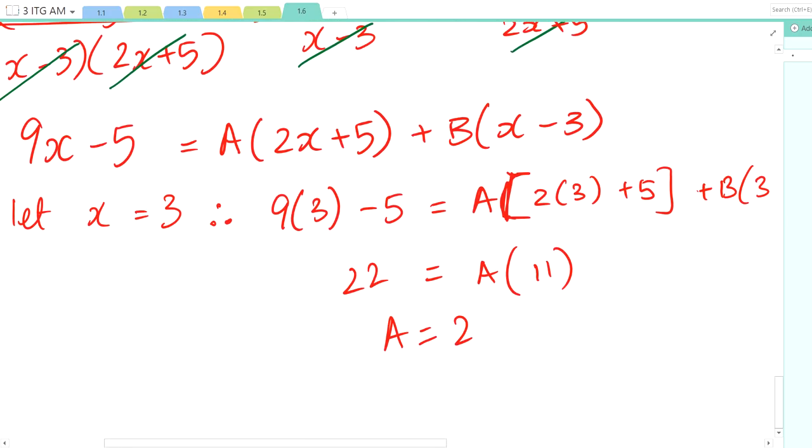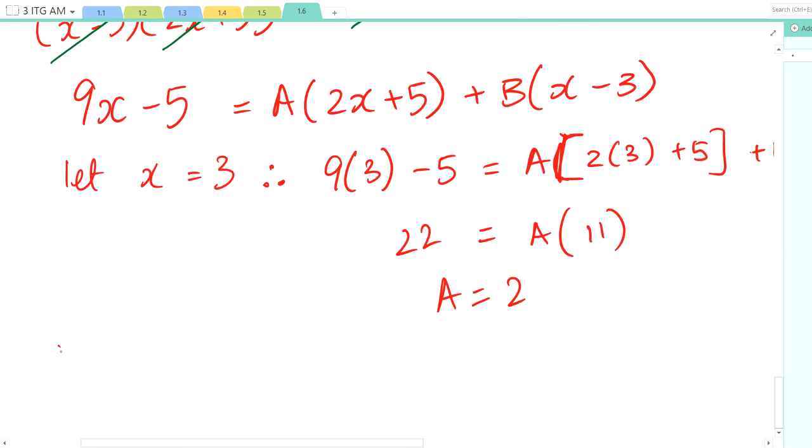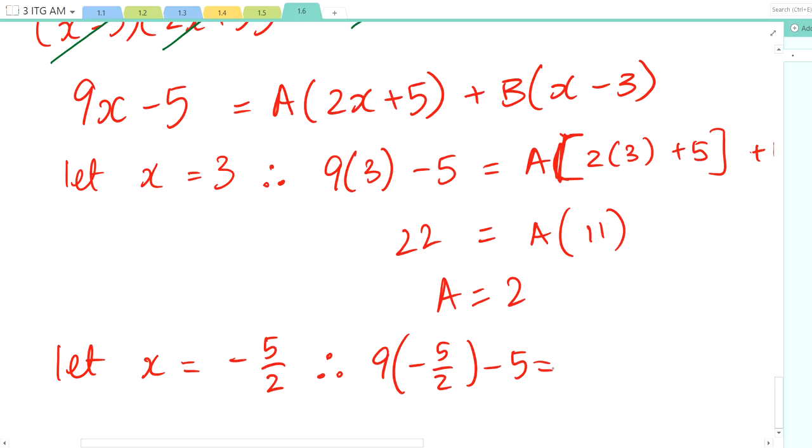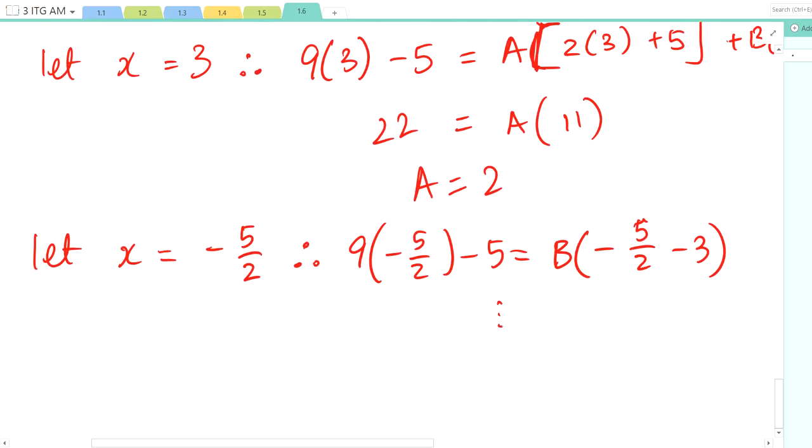Now that I know A is equals to 2, it makes things easier to find the value of B. Alternatively, I can always let x be equals to negative 5 over 2. When x equals to negative 5 over 2, I will end up with 9 times negative 5 over 2 minus 5 equals to, the entire A portion disappears, B times negative 5 over 2 minus 3. Continue with your work and you should end up with B equals to 5.